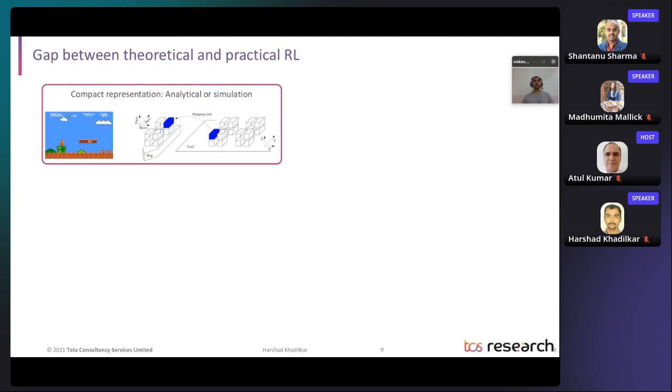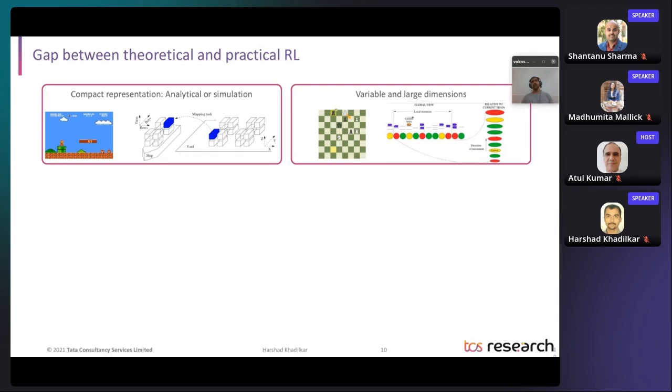Specifically, the gap between theoretical research which gets published and the kind of practical work that we are trying to do to make a real world impact is, first of all, that unlike in published research, we don't have very compact representations of the environment. So it's not easy to write analytical or simulation based environments. We also have variable or very large dimensions, much larger than any typical game. Unlike in the case of chess, where you have a fixed 8x8 chessboard, we have, in the case of railway scheduling, any number of trains traveling through a very large number of stations.